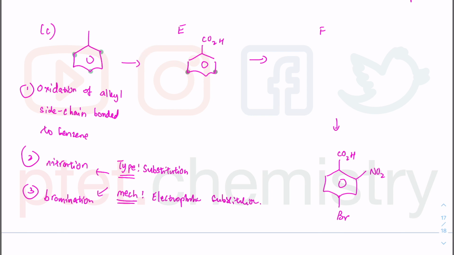That's my point. I do not want to do number 1 first. Instead, I probably want to do nitration first. So what I suggest is do nitration first. Then I will get the NO2 at position 2, and I still have the CH3 there.